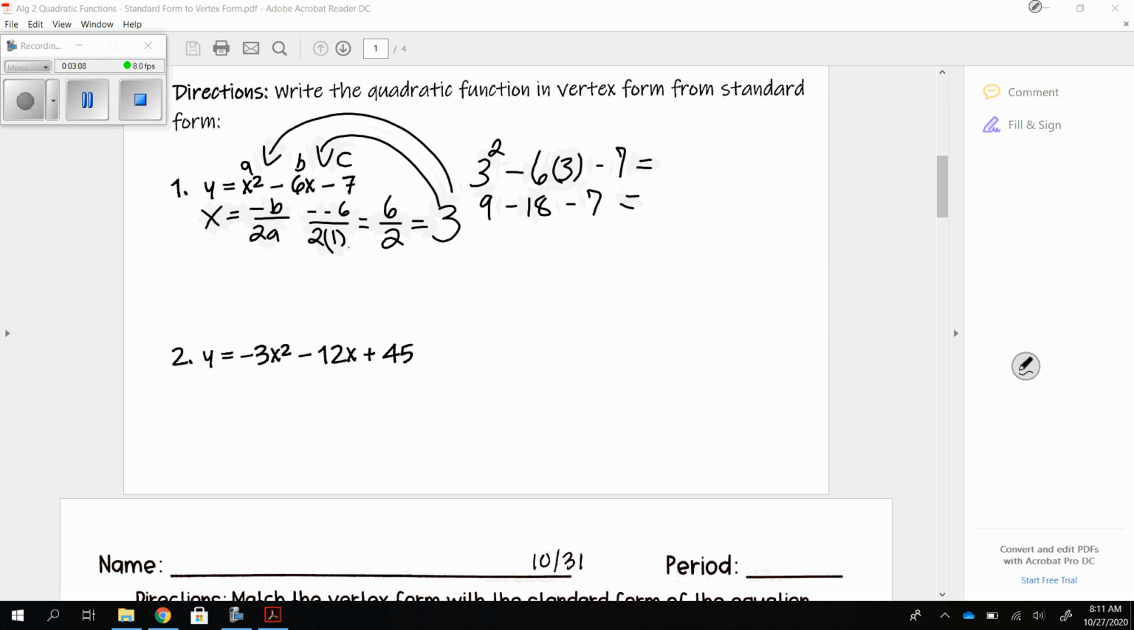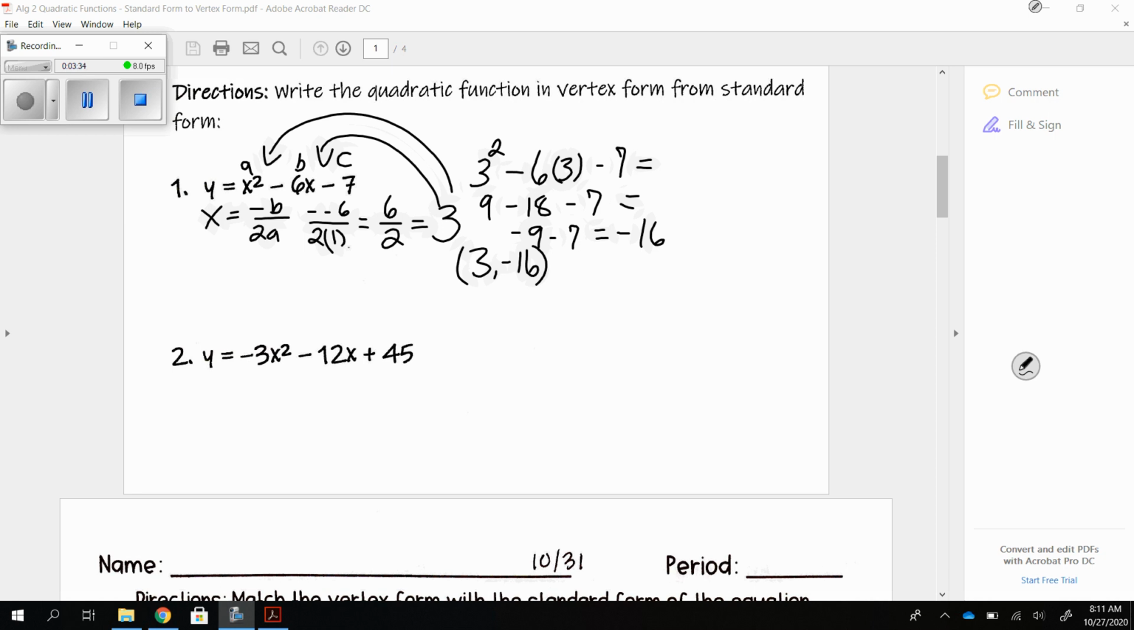Or 9 minus 18, which is a negative 9, minus 7 more is a negative 16. All right, and if you're not sure about that, just use a calculator real quick. Just make sure you keep the signs. So now we know our vertex is 3 comma negative 16. All right. Now we can take this and easily write it in vertex form.